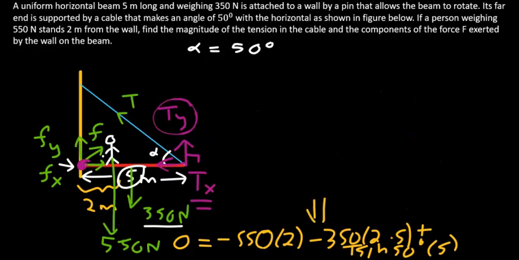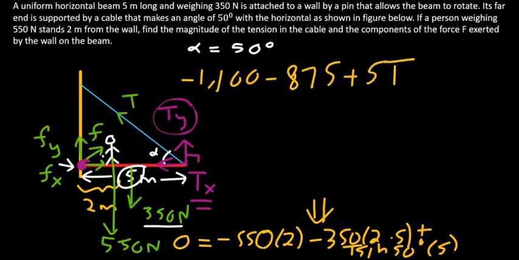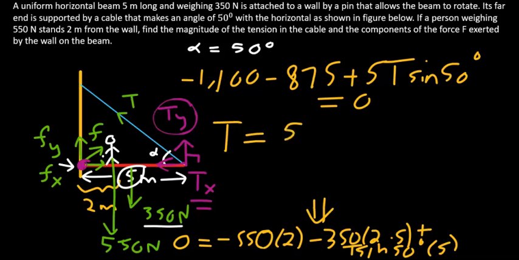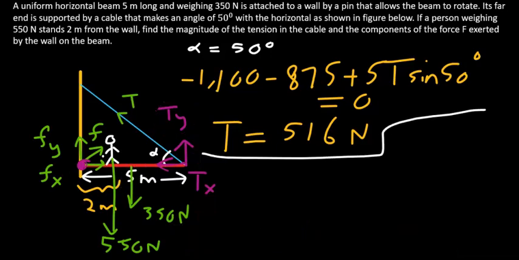So let's write this out explicitly. Minus 550 times 2 is minus 1,100. Minus 350 times 2.5 is minus 875. And the last term is 5T sine 50 degrees. And that equals 0. And you can solve for the tension. The tension turns out to be about 516 newtons. Now let's determine the components of the force F.